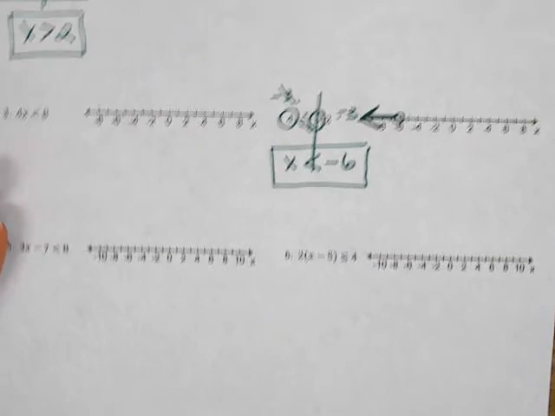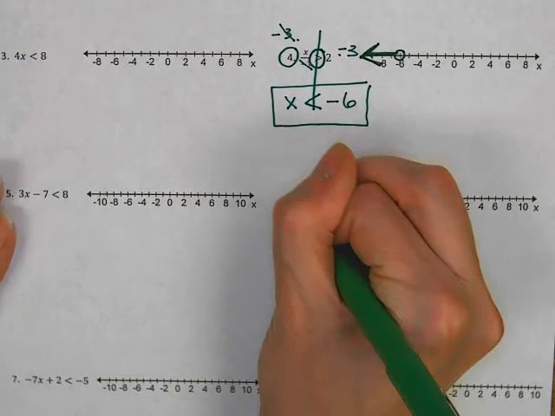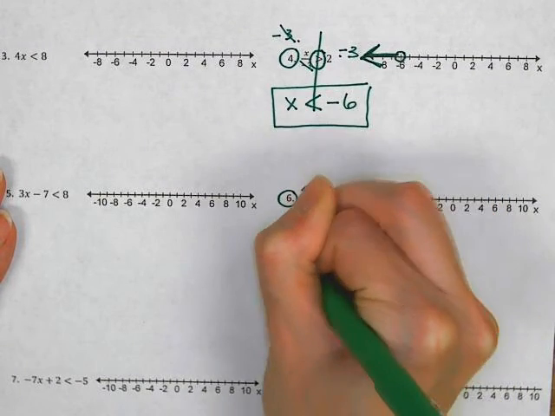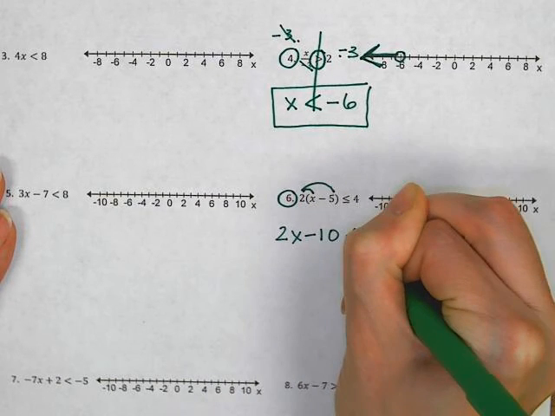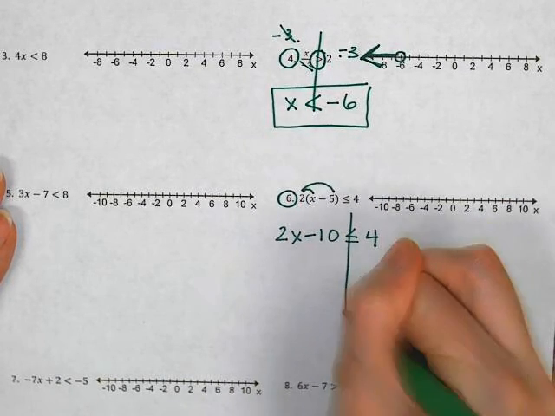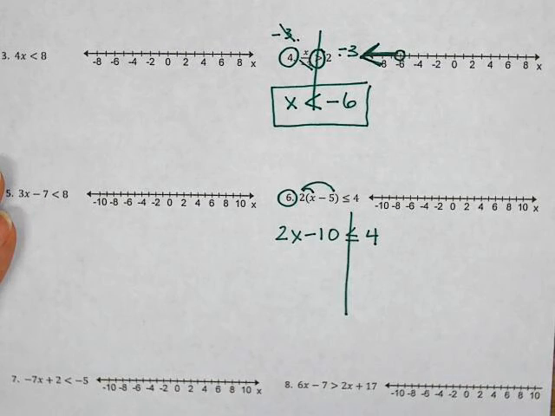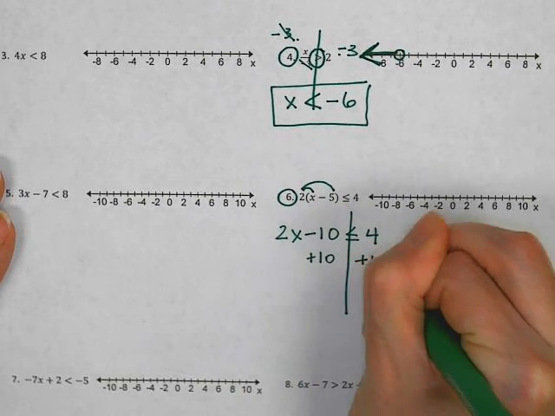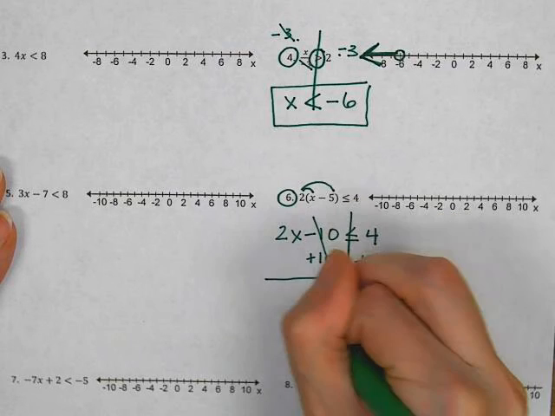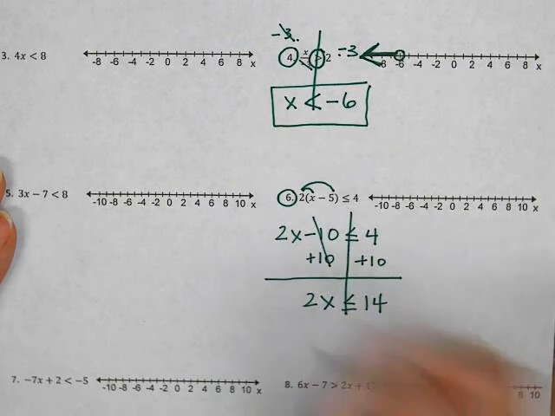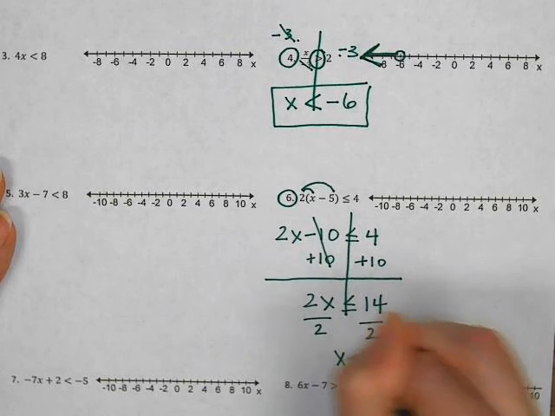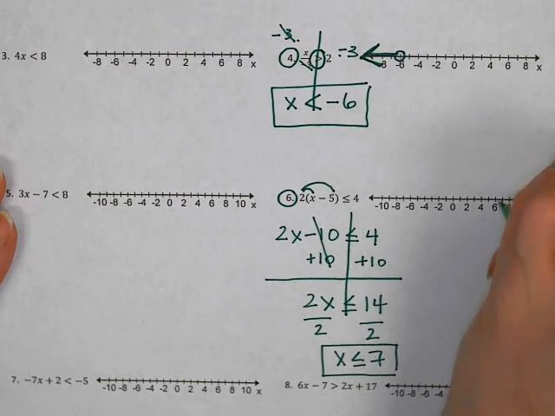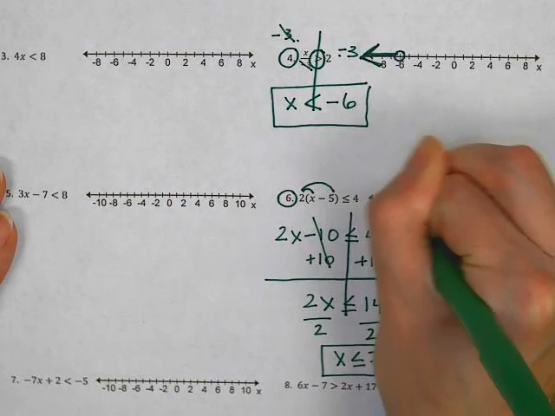And let's try one more with distributing this time, number 6. Okay, so first step, you always want to distribute first. So we're at 2x minus 10 is less than or equal to 4, and then draw your wall. We're going to get the variables on one side and the constants on the other. So I'm going to add 10, add 10. We're left with 2x is less than or equal to 14. Divide by 2, divide by 2. X is less than or equal to 7. And that'll be a closed circle at 7, and the arrow goes left.